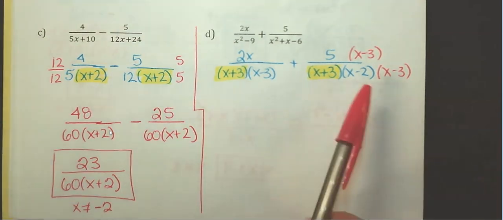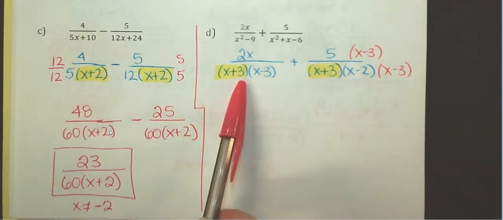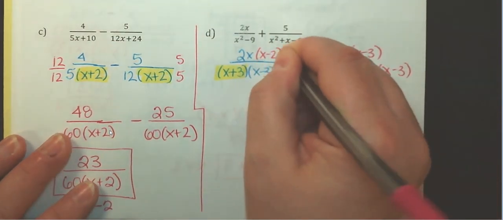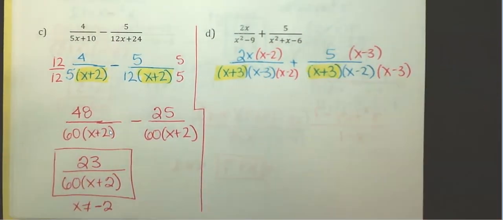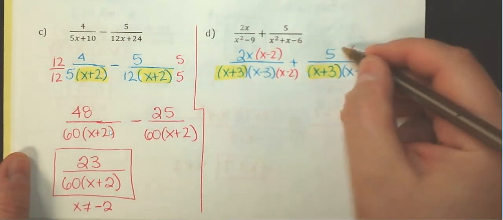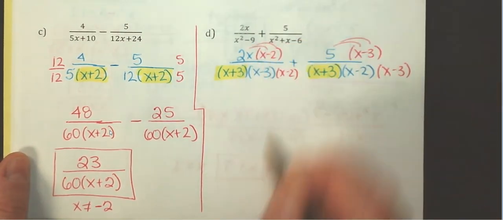The other fraction has an x minus 2. This one doesn't have an x minus 2. So I'm going to need an x minus 2 top and bottom here. And you're not going to FOIL that out. We're just going to leave the bottom in factored form. Don't worry about that.